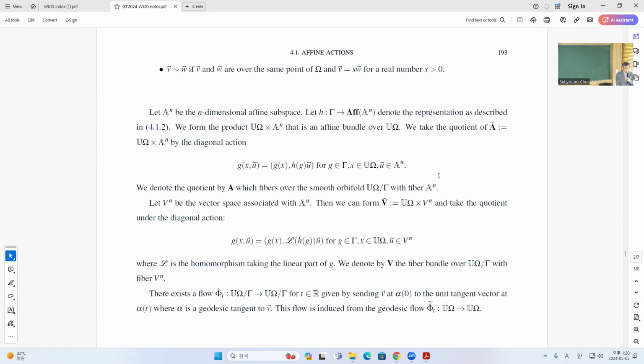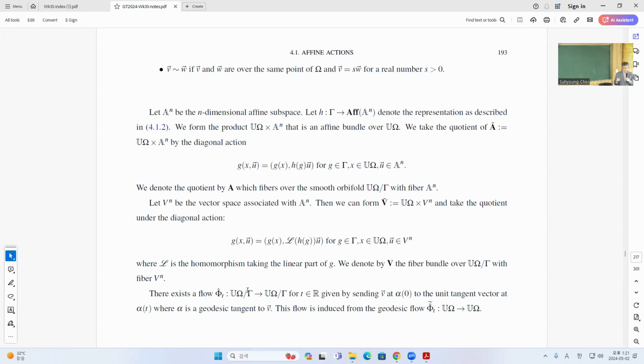Maybe I should say isomorphic because there's no canonical way to identify with A^n. And then let's say B^n be a vector space associated with A^n, then we can form this product. And then again, we take the quotient, but we just take the linear part with the quotient. Then you can define a flow in this space. So this is a unit tangent bundle. Then there's a geodesic flow always. This means that we start at any point and use U Omega and then U Omega mod Gamma. So this is really the unit tangent bundle of this quotient orbifold Omega mod Gamma.